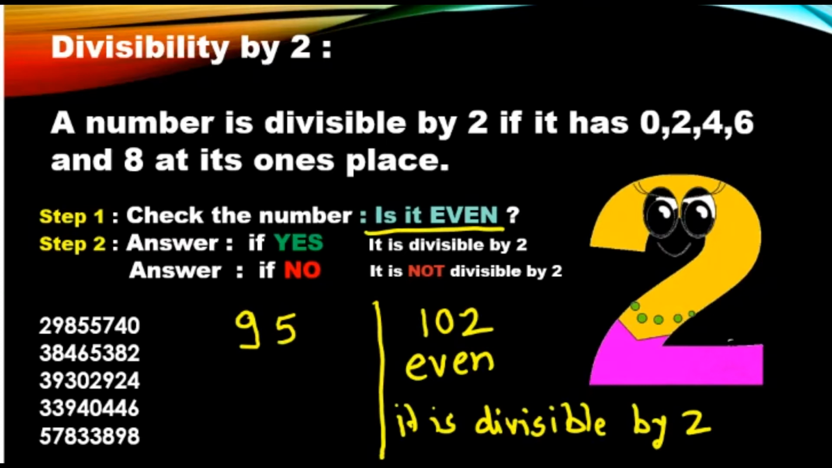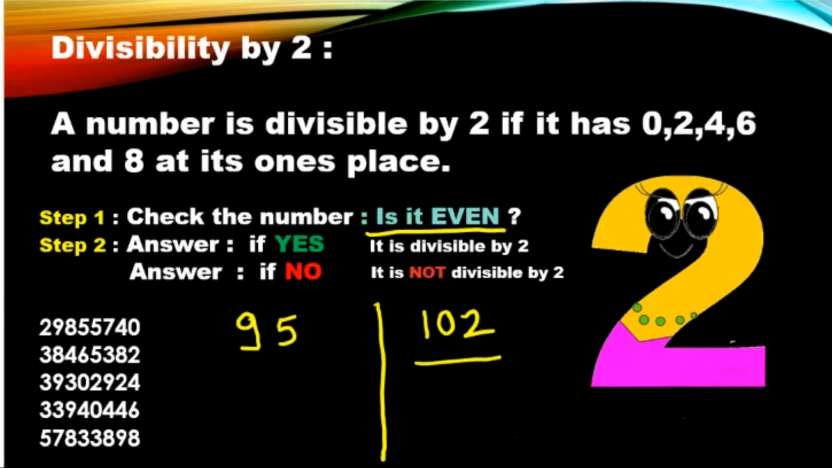If we think about 95, 95 is an odd number, and odd numbers do not have 0, 2, 4, 6, 8 at the units place. That's why 95 is not divisible by 2.